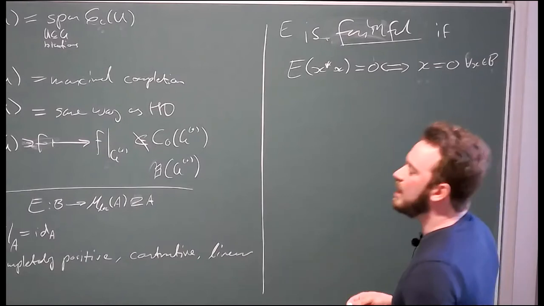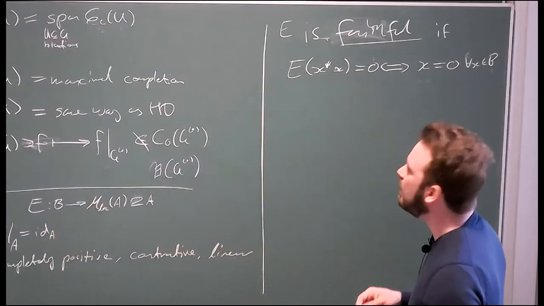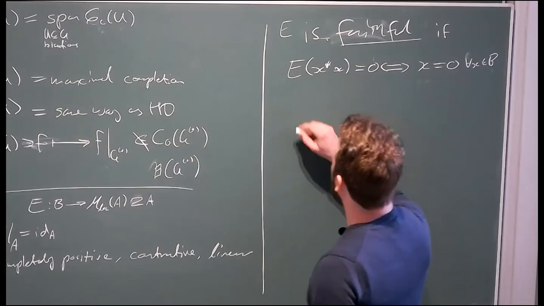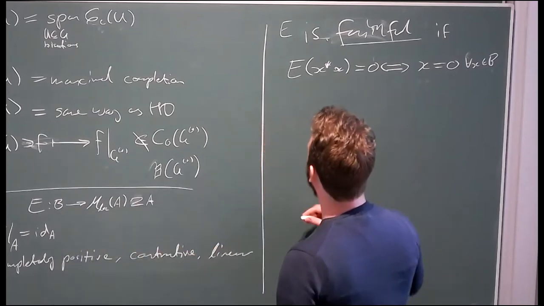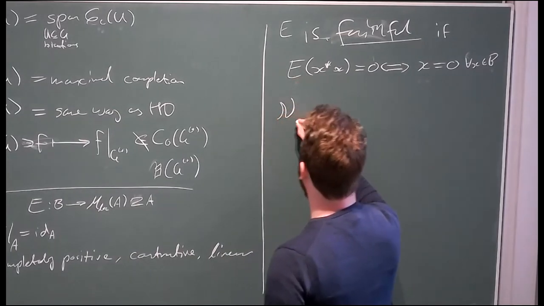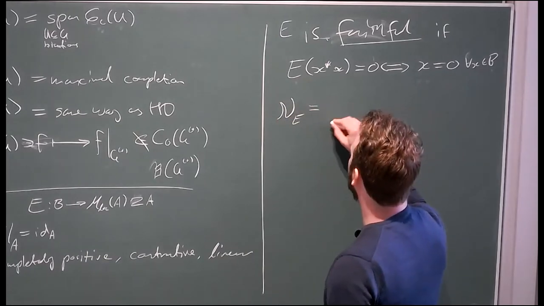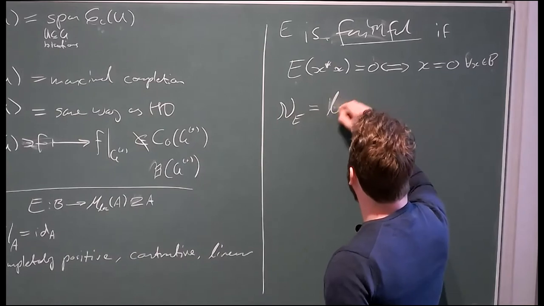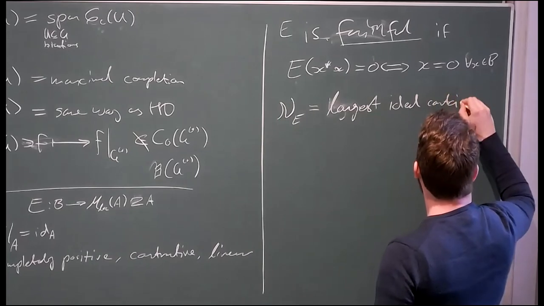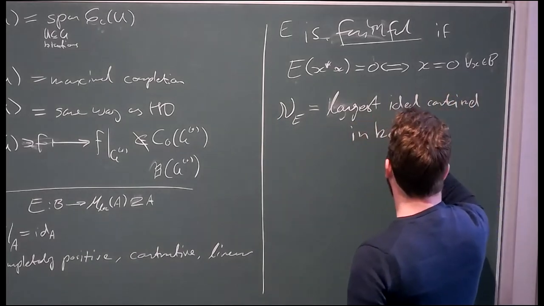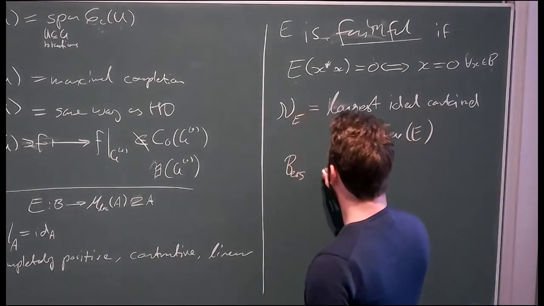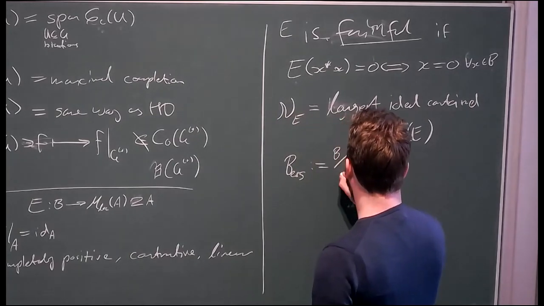Now I can say, okay, how do I make this conditional expectation faithful? Well, in the right circumstances, asterisk, we can take a quotient of B by an ideal contained in the kernel of E. So I'll call curly N_E the largest ideal contained in the kernel of E. And then I'll call B essential this quotient of B by this ideal.